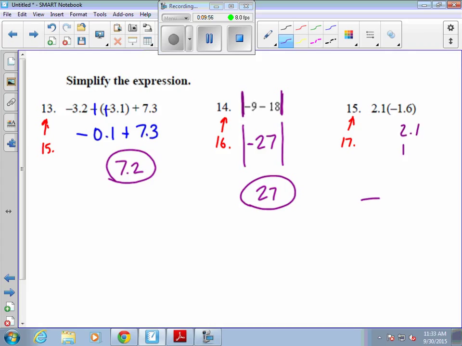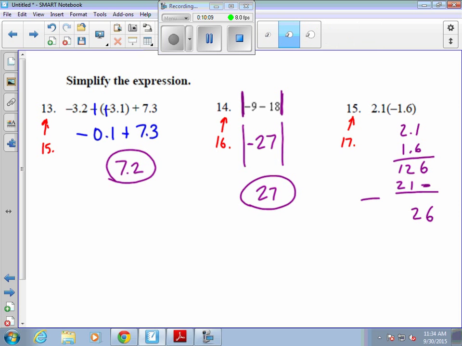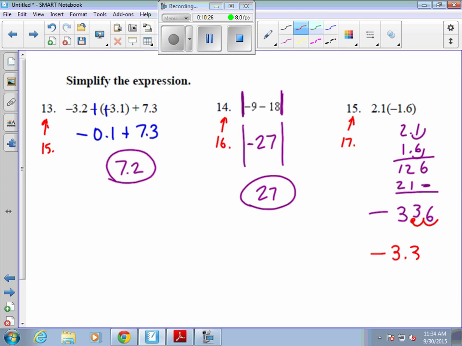2.1 times 1.6. 6 times 1 and 6 times 2 is 12. Placeholder, 1 times 1 and 1 times 2. When you put them together, 6, 2, and 6. 2 plus 1 is 3. And 1 plus 2 is 3. 1 move of the decimal, 2 moves of the decimal. So 3.36. And since we said a positive times a negative is a negative, it's going to be negative 3.36.